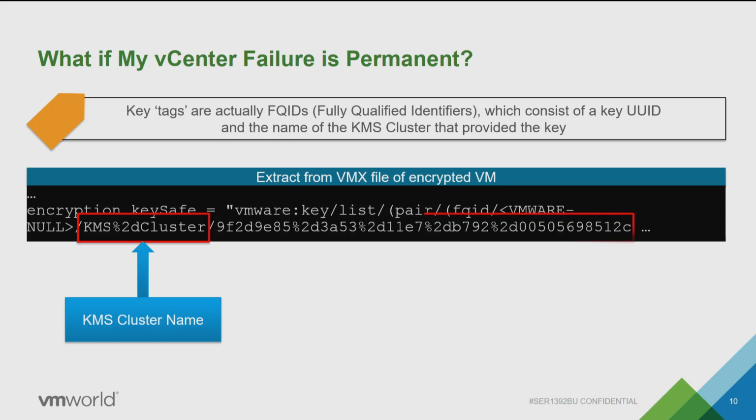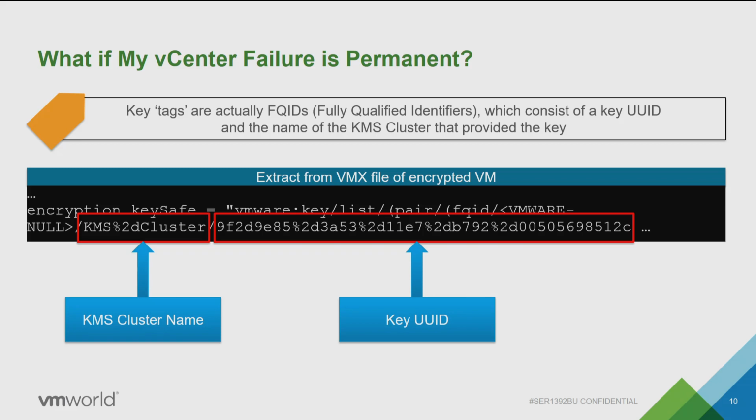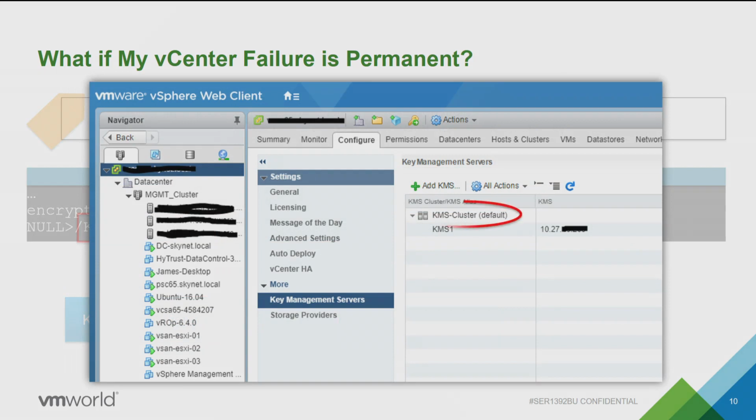Then the second part here is the big long UUID string of the individual key that was actually retrieved from that KMS cluster. So if I want to decrypt this virtual machine again, I need to be able to get the key with that key identifier from the KMS cluster of the same name. Okay, so it's not the end of the world. Here's what you see in the UI if you were looking at that particular KMS cluster. We see just KMS cluster. It's the name that you gave it yourself.